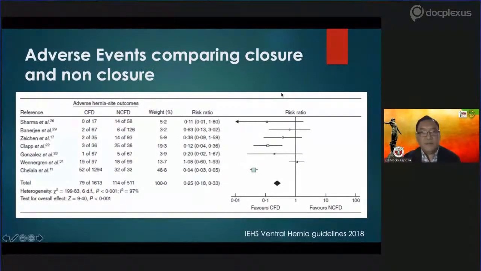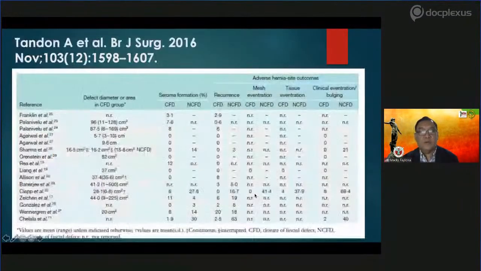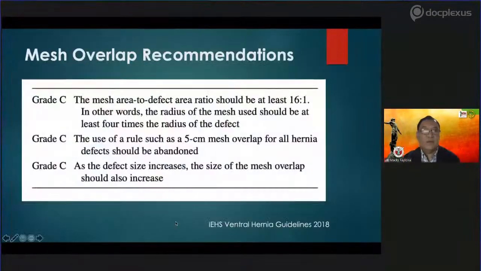Of course, if you're going to compare closure and non-closure in terms of adverse events, this meta-analysis published in the Ventral Hernia Guidelines in 2018 also favors the closure of the fascia as compared to the non-closure. This is another, different study looking at closure and non-closure, and we would note that in terms of seroma formation and recurrences, the closure has an advantage over the non-closure.